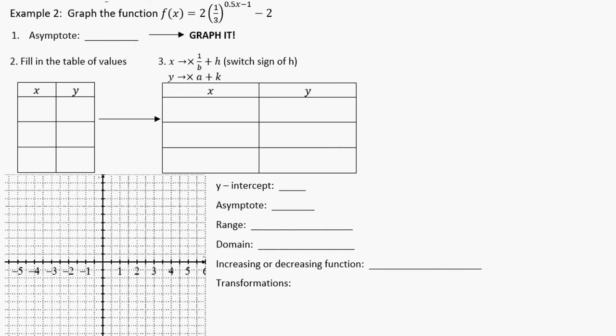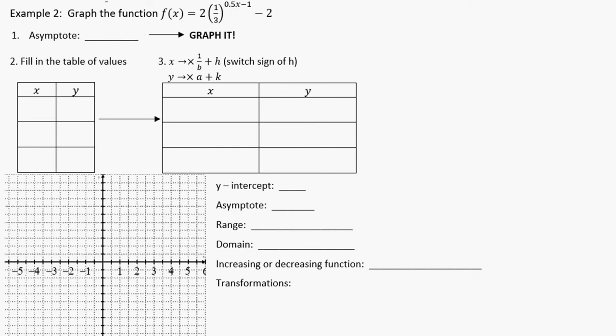Welcome to Exponential Functions, Unit 6, Lesson 4/5. We're going to do example 2 now. For example 2, we've got a different function here. Our base is now 1/3, so it's less than 1, whereas in our first example, our base was 3. It's a little bit different here.